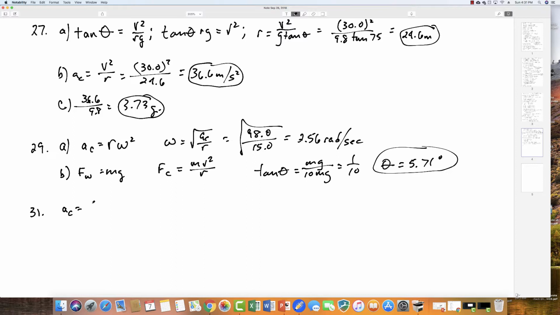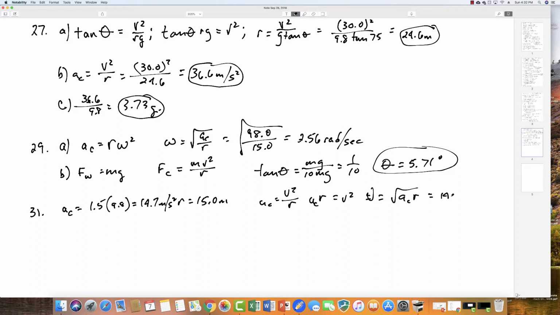And so AC is going to be 1.5 times 9.8, and the radius is 15.0 meters. So 1.5 times 9.8 is 14.7 meters per second squared. So we know that AC is equal to V squared over R. So that means that AC times R is equal to V squared. And so V is going to equal the square root of AC times R, which is 14.7 times 15. Now that looks surprisingly close to 15 squared, so it's going to be pretty close to that. So the velocity is 14.8 meters per second.